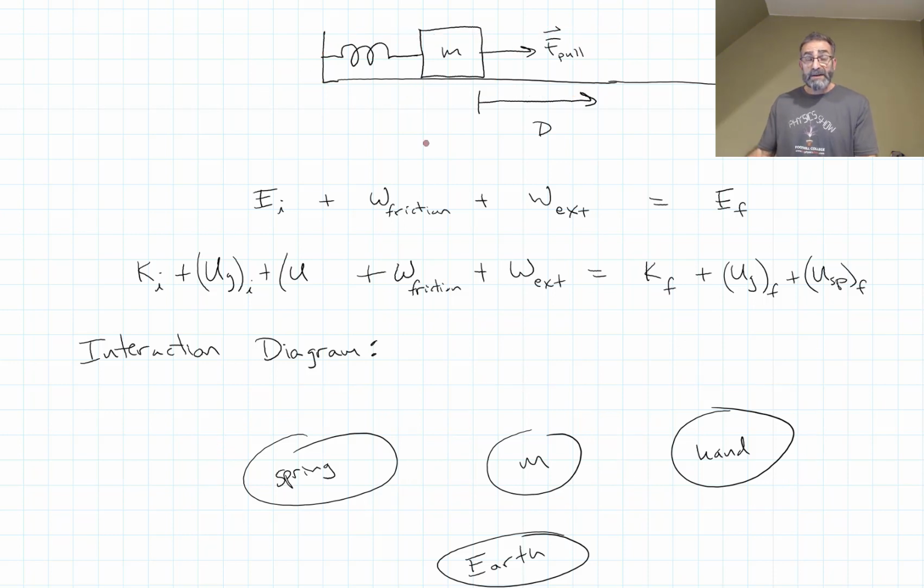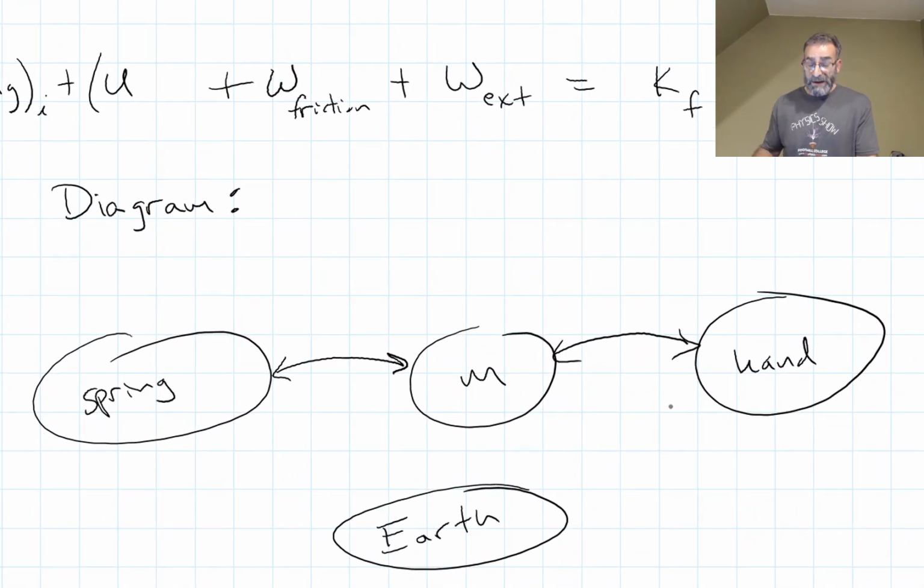Now we'll draw in our interactions. What are interactions? Forces. Forces are the result of interactions between two objects. The spring and the mass are exerting forces on each other. They are interacting with each other. The hand and the mass are interacting with each other. They are exerting forces on each other. The Earth is interacting with the mass several ways, right? We have a gravitational force from the Earth on the mass, but we also have this surface that's interacting.